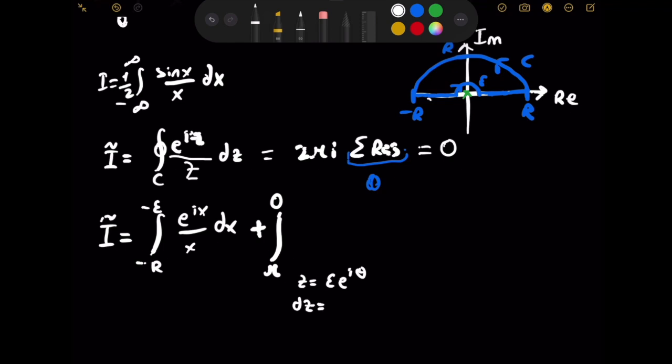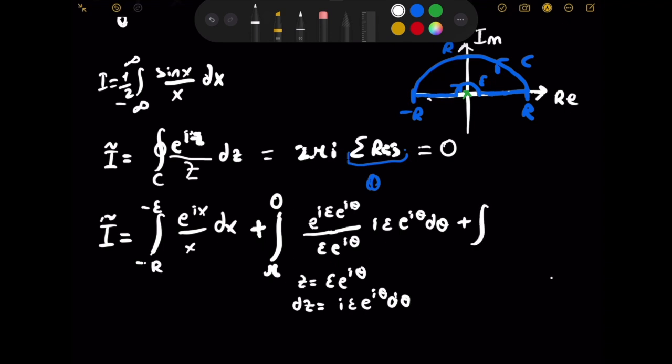Well, dz is i epsilon e to the power of i theta d theta. So let's just substitute that then. We have e to the power of i epsilon e to the power of i theta. I'm just substituting for the integrand. Now for z, it's epsilon e to the power of i theta. Right? Okay, and then we have, what is dz? Well, dz is i epsilon e to the power of i theta d theta. Cool? That's the semicircle, the small semicircle.